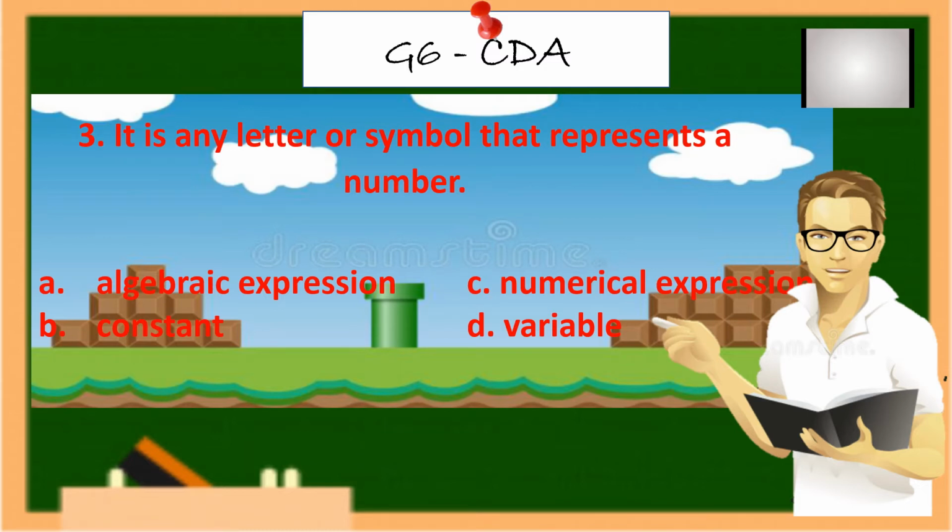Number 3. It is a letter or symbol that represents a number. A. Algebraic expression. B. Constant. C. Numerical expression. D. Variable. 10 seconds. Correct answer, letter D.